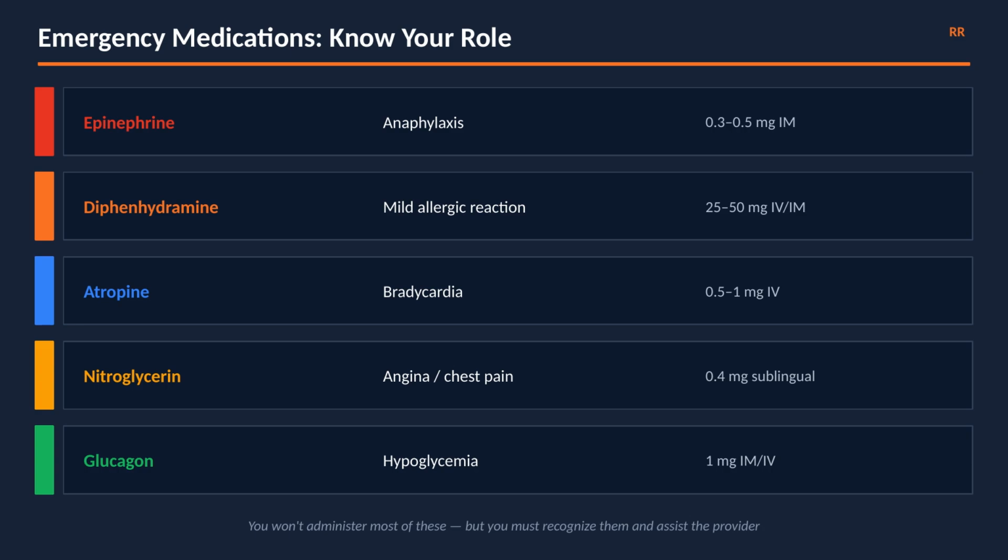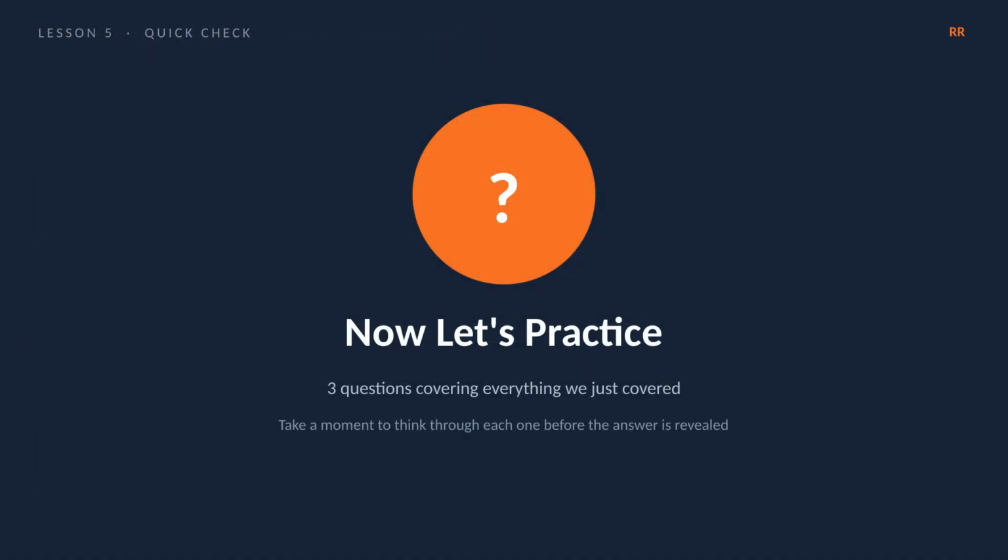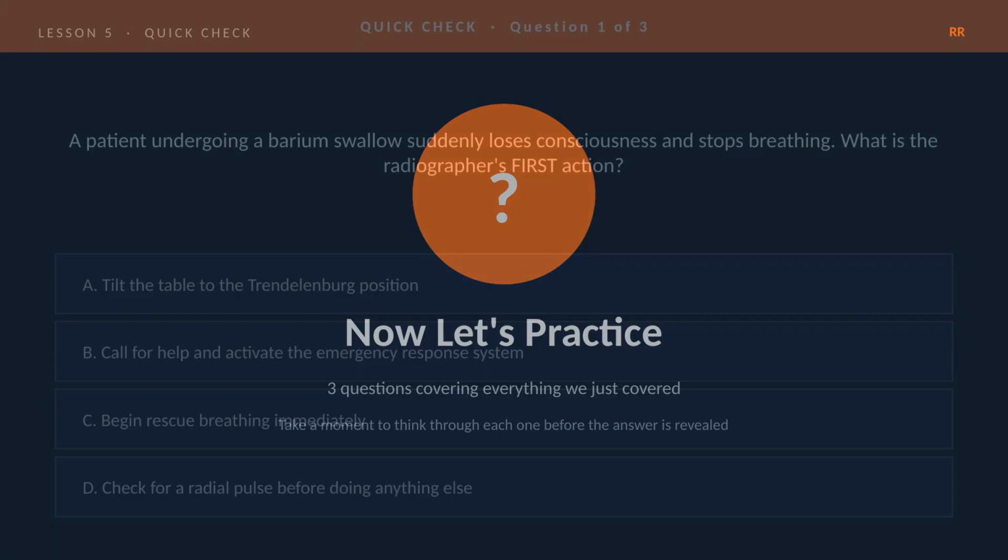Know where your crash cart is before you need it. Know your facility's emergency phone number before you need it. Know whether your imaging suite has an AED and how to use it. Preparation is the only emergency management strategy that actually works. 3 emergency questions. Think them through before the answer drops.